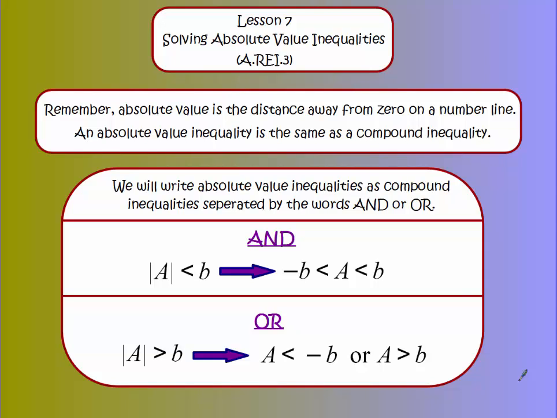Here's lesson 7 on solving absolute value inequalities. So we want to remember that an absolute value is the distance away from zero on a number line, just like it was with absolute value equations.